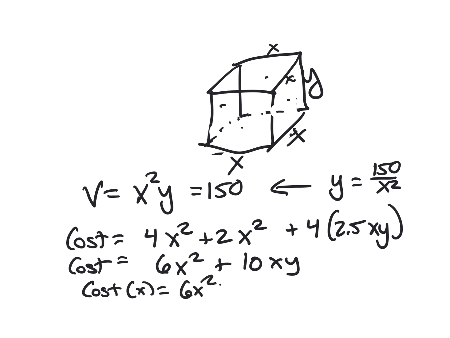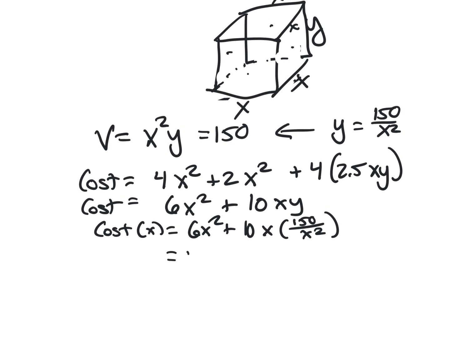So I've got 6x squared plus 10 times x times 150 over x squared. Before taking the derivative, let's simplify, because that x will go into the x squared once. And 10 times 150 is 1500. I'm just going to write it as x to the negative 1, then I can use the power rule when finding the derivative. So now find the derivative, set it equal to 0, solve that, and see if you indeed have a min by taking the second derivative. If you do, that's going to be your x dimension, and now you just go back to that constraint equation and find the y dimension.